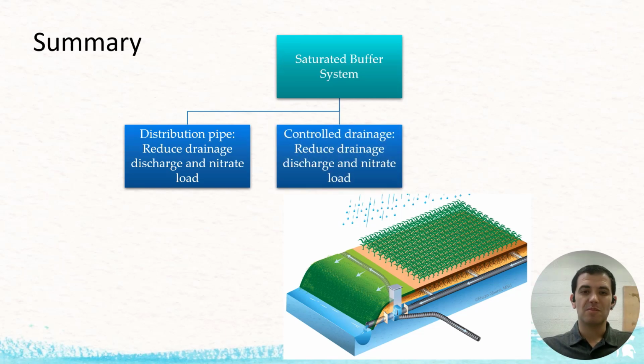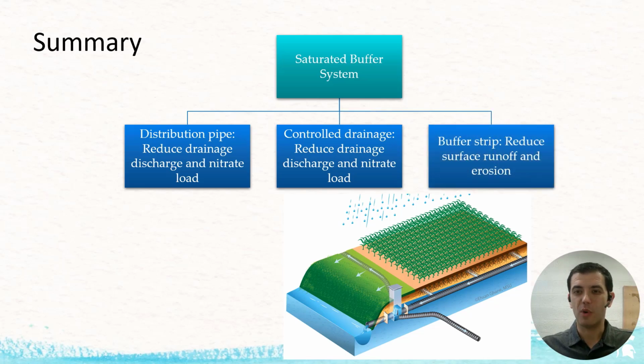The second part is the controlled drainage part. And I mentioned that you can implement controlled drainage with this system. That helps reduce drainage discharge and nitrate load. So it's an added bonus to the water quality benefits of the saturated buffer.